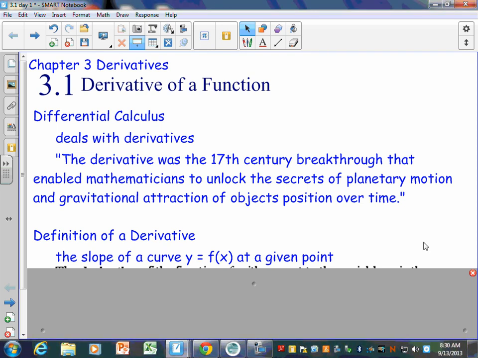The word derivative is a new word for us, but finding a derivative is not new to us because we've actually been doing it in chapter 2. The definition of a derivative is the slope of a curve at a given point, and we know how to do that, maybe, hopefully.